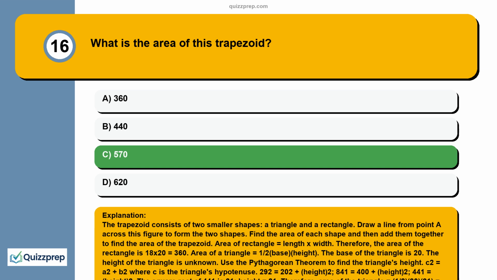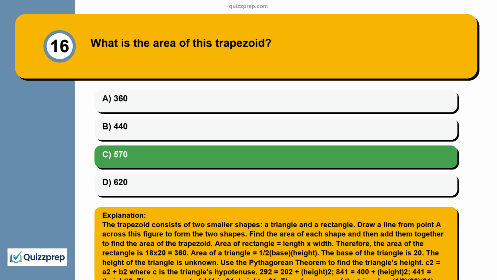Area of a rectangle equals length times width. Therefore, the area of the rectangle is 18 times 20 equals 360. Area of a triangle equals 1/2 base times height. The base of the triangle is 20. The height of the triangle is unknown. Use the Pythagorean theorem to find the triangle's height. c squared equals a squared plus b squared, where c is the triangle's hypotenuse.